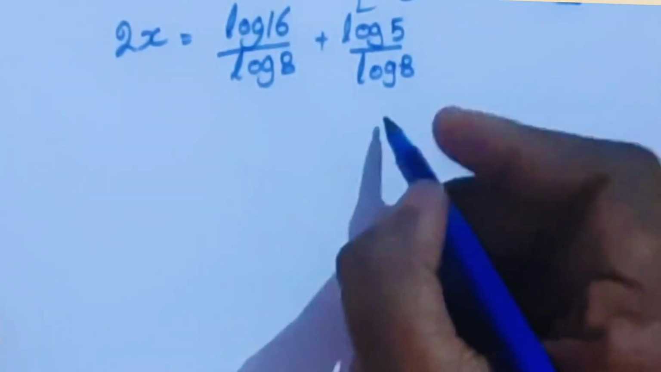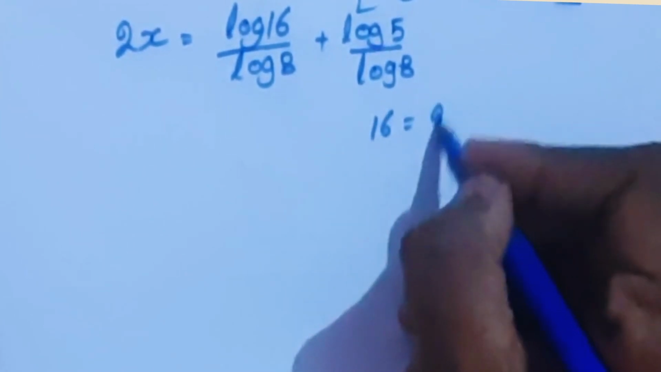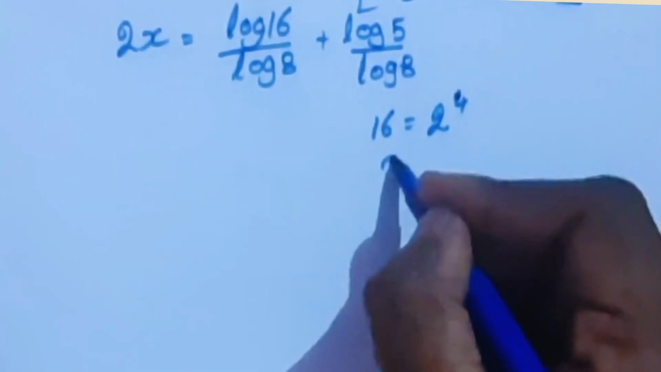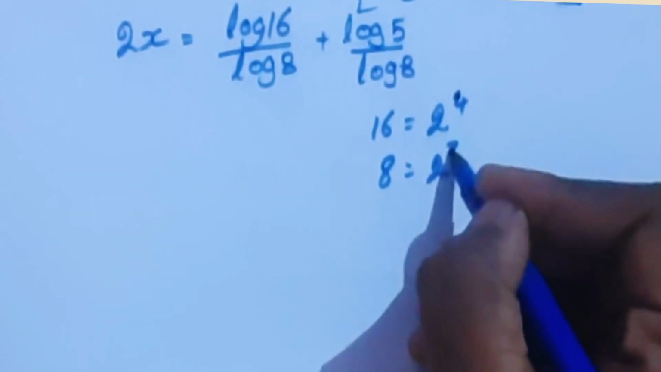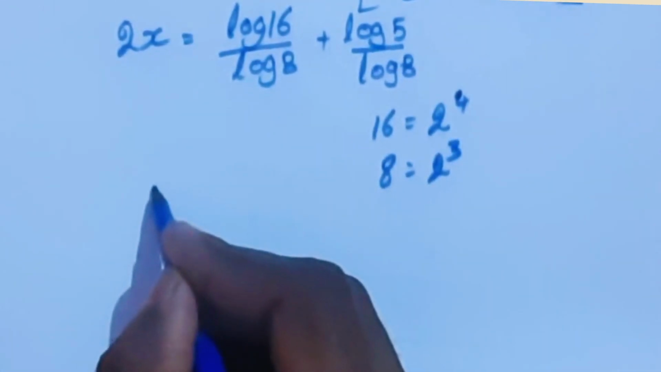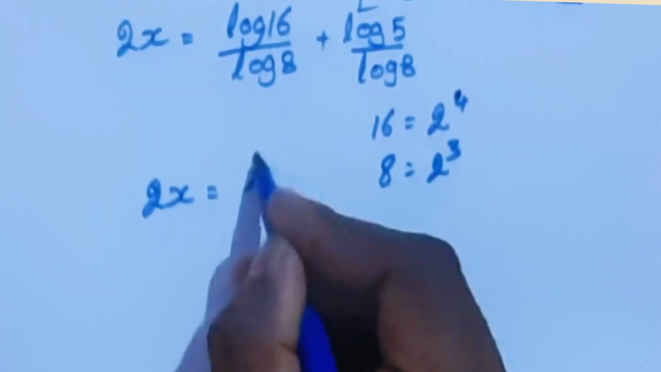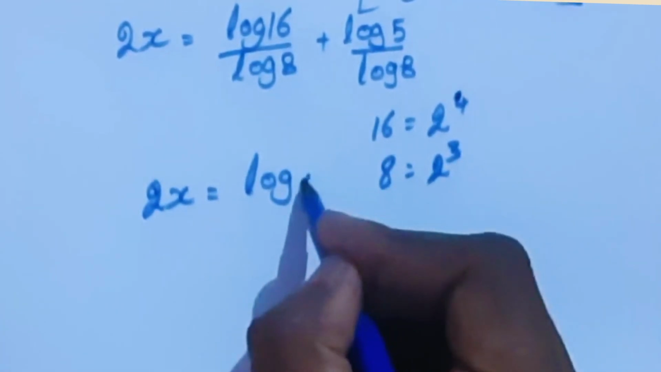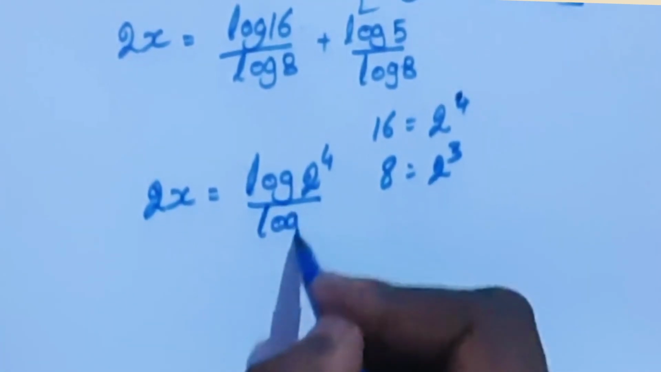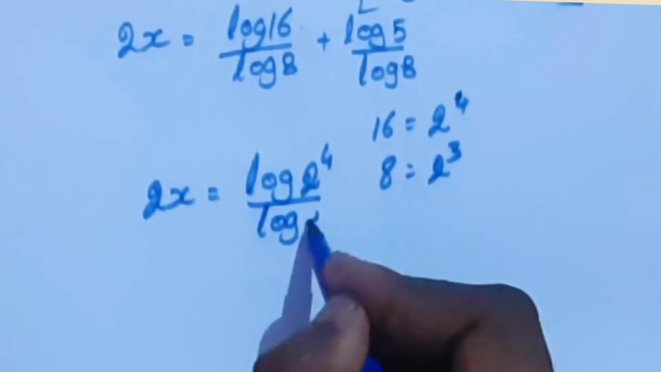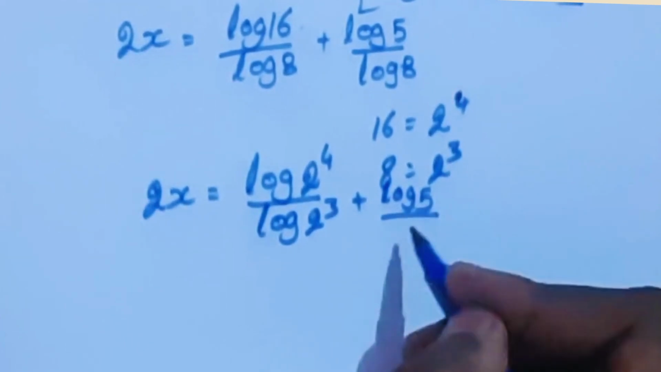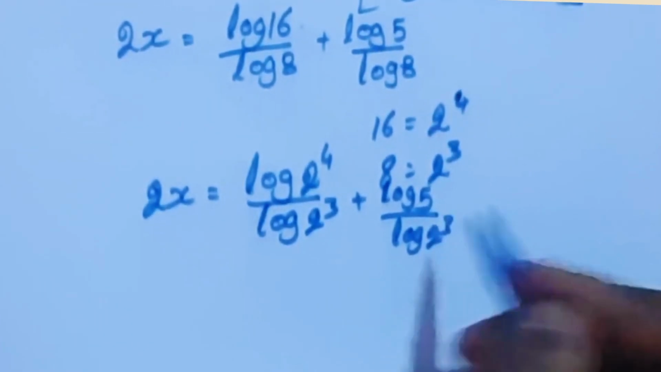Here this 16 can be written as 2 power 4. Also this 8 can be written as 2 power 3. This we are going to apply here and here. So 2x equal to log 2 power 4 by log 2 power 3 plus log 5 by log 2 power 3.